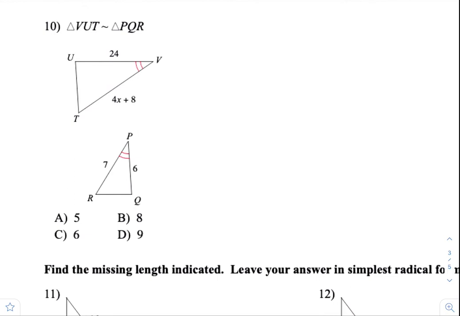Okay, so the triangles are similar, so we have a 24 here, and that's going to be proportional to PQ, which is 6. So 24 over 6. Now we have TV, which would be proportional to PR. So TV is 4x plus 8 over PR, which is 7.